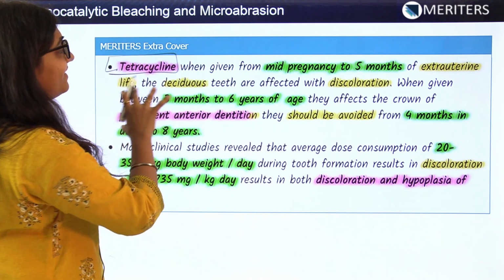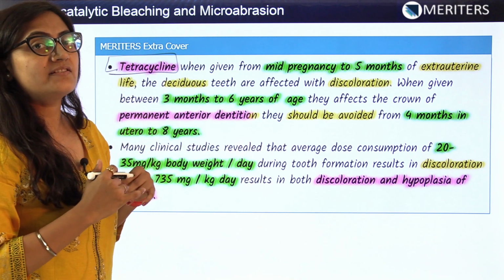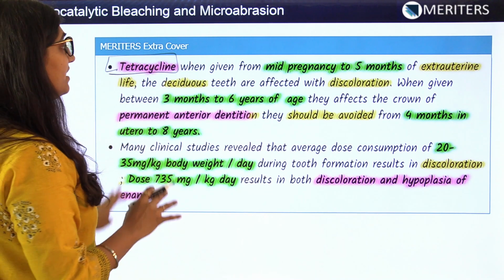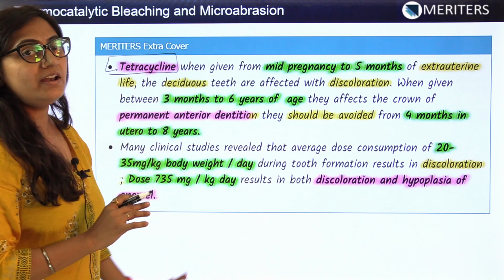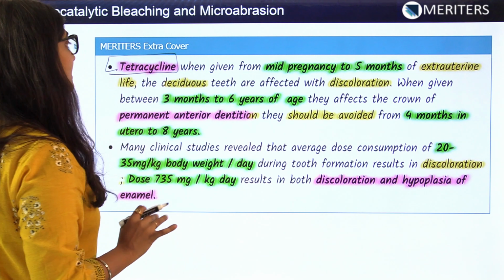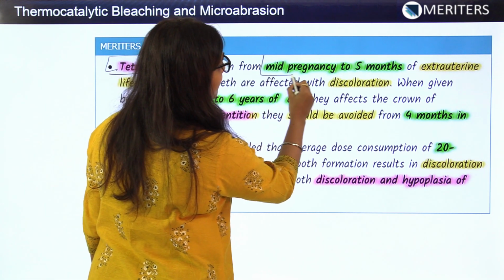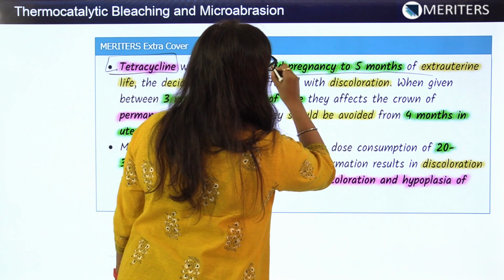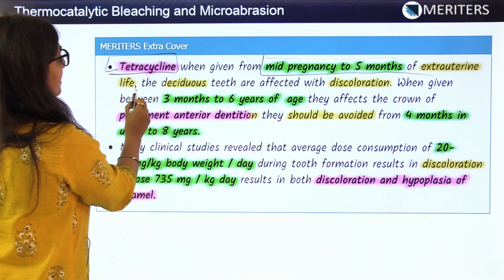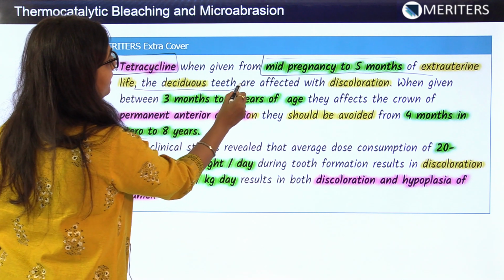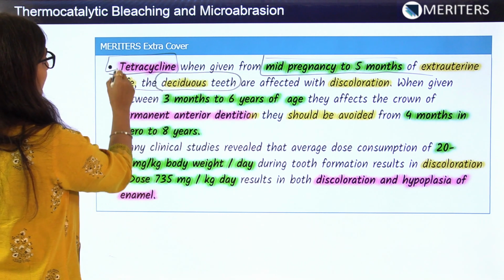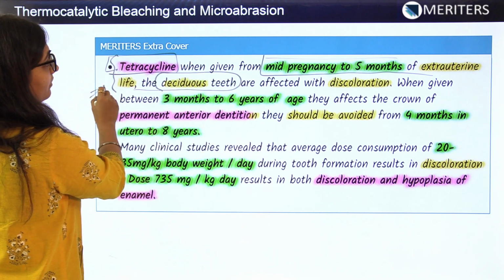So what is the time period when taking tetracycline will result in discoloration? Each and every time period is important and can be framed into an MCQ for the exams. Tetracycline, when given from mid pregnancy to 5 months of the extrauterine period, will result in the discoloration of only deciduous teeth. Remember, this is very, very important.